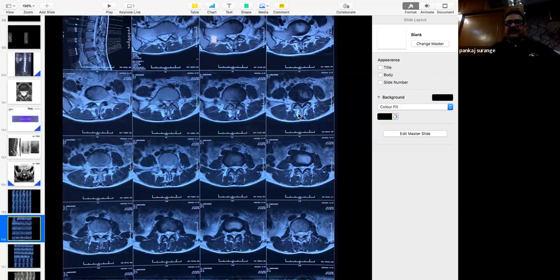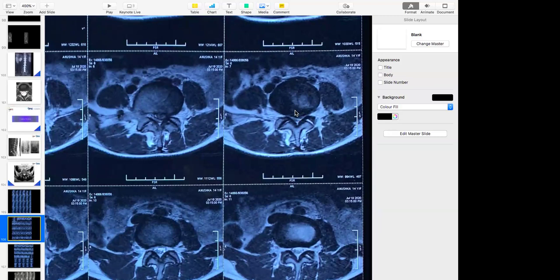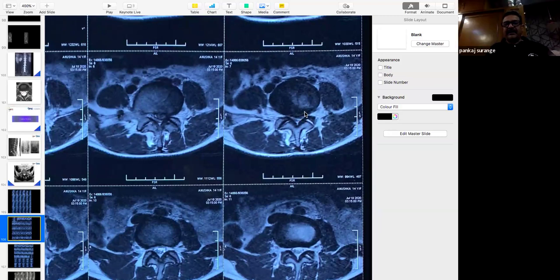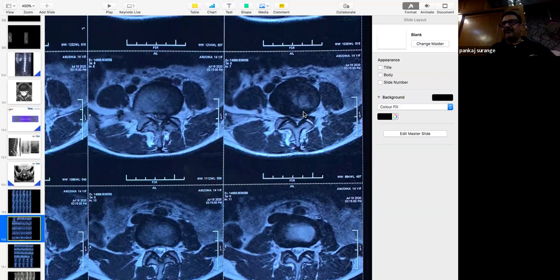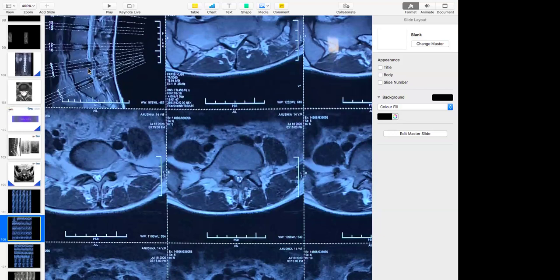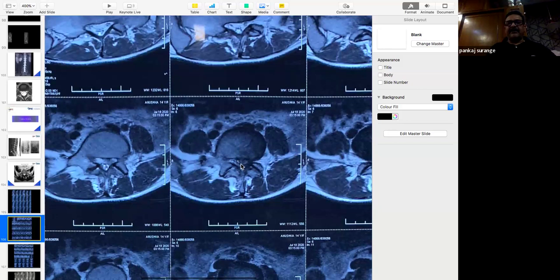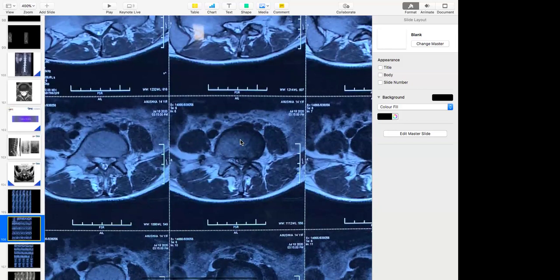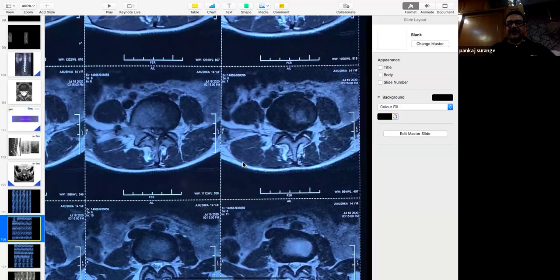Look at the disc level. At the disc level, it looks like a diffuse disc bulge with an intact annulus. But we saw that as we go down to the vertebral body level, we have a fragment over there. So this is the vertebral body level, and this is the fragment over here. Understood?